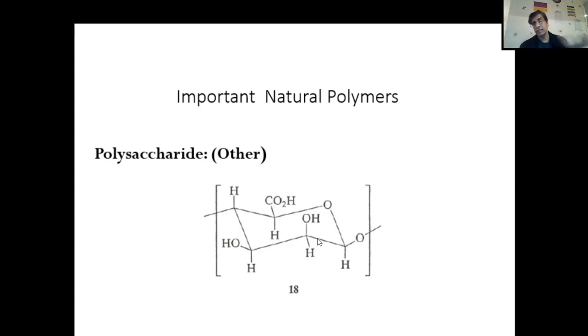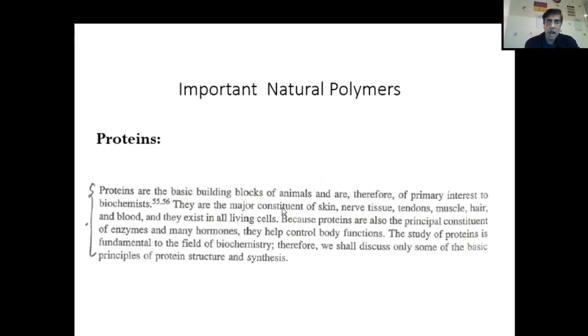So if it is asked what is the basic difference with beta 1,4 linkage and you have a carboxylic group at carbon number 5, okay, so that is the alginic acid. So that's about the polysaccharide. The last one is protein.